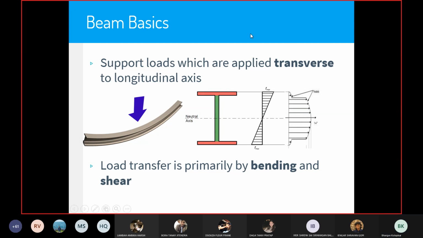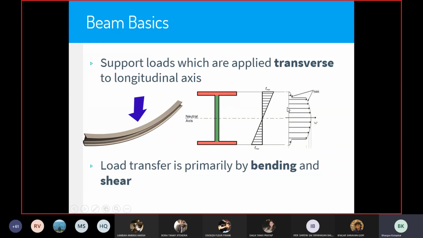If you look at the stress diagram on the right, this is the variation of the bending stress over the cross section, and this is the variation of shear stress over the cross section. I know we might not have discussed this, but I'm sure you must have learned it before, so I'm not going to get into how we derive this.